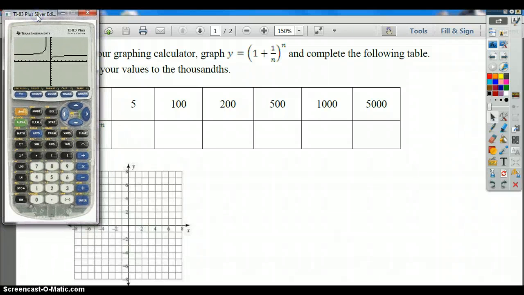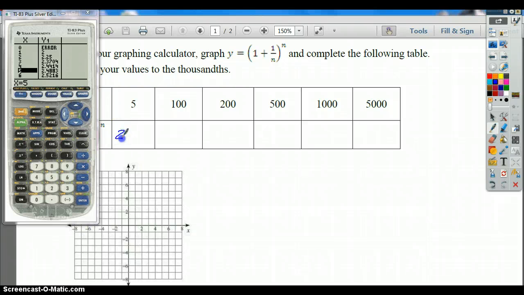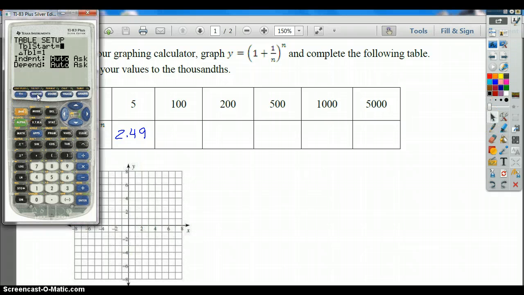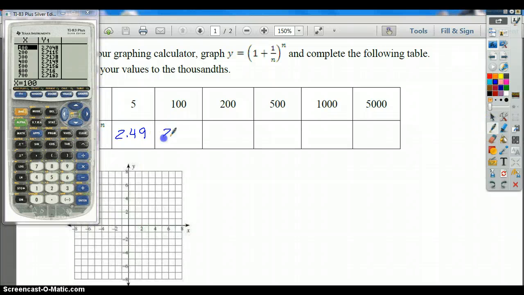But let's fill in our table. Best way to do that is second graph. Here's our table. Oh, 0, we have an error. That's interesting. But let's start with 5. We got 2.49. How about 100? That would take some time to get down to, so I'm going to change my table start to 100 and my table change to 1,000. Now when I go to my table, it's going to start at 100. You can see it changes by 100 here. So at 100, looks like 2.70.